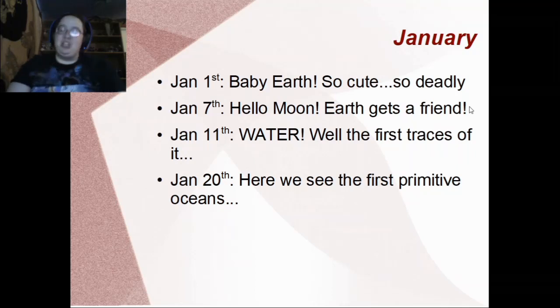We have basically a cascading effect. Water likes itself. It's hydrophilic, so it likes to be with other droplets or molecules of water. So once you get one little molecule of water, you'll get other droplets of water forming. They coalesce and they become the primitive oceans that we see at the end of January.